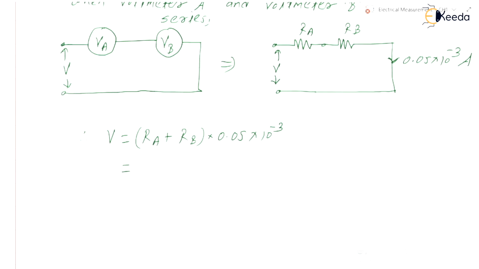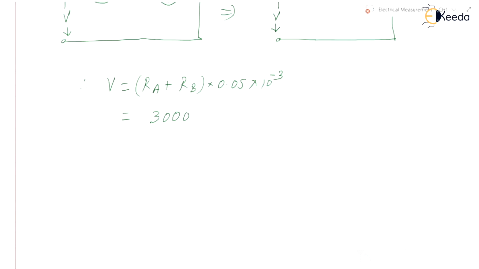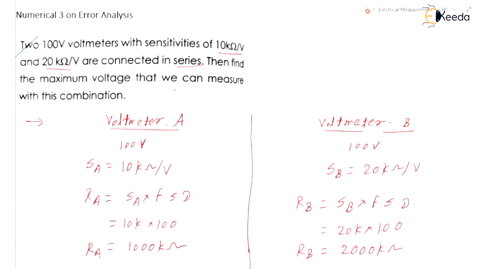Okay, so it is equal to, what is RA? 1000 K, RB 2000 K. So we can write it is 3000 K, that is 10 to the power 3 into 0.05 into 10 to the power minus 3. Plus 3 minus 3, it will get cancelled. So it is 3000 into 0.05. It is equal to 150 volt. So maximum voltage that can be measured by the series combination of these two voltmeters is equal to 150 volt. Okay, so the final answer will be 150 volt, right? 150 volt.